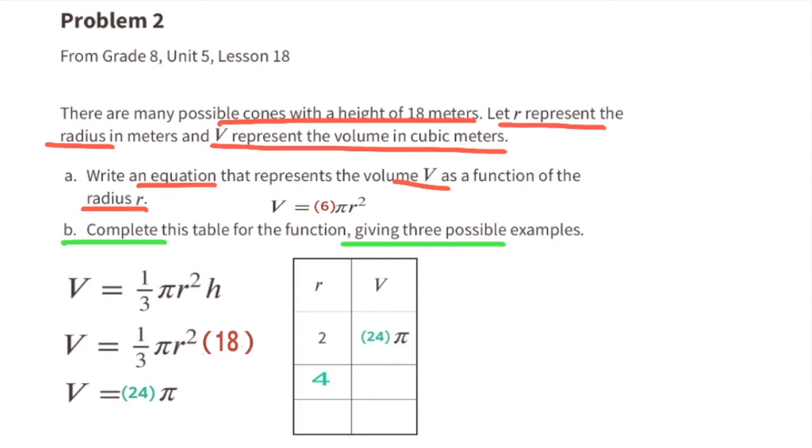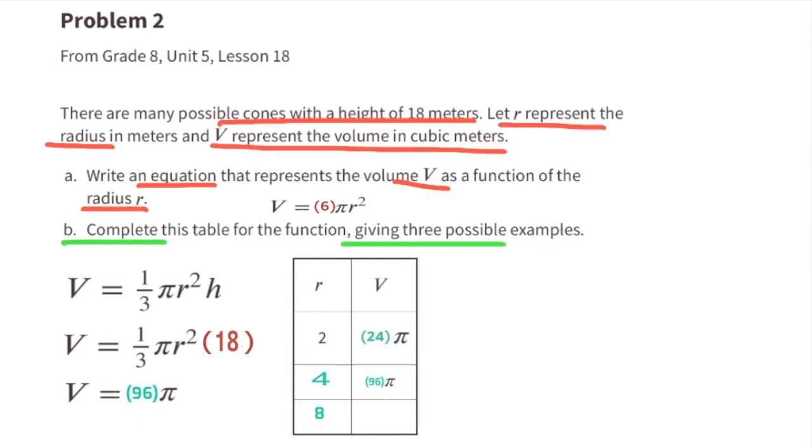So the volume is going to be 1/3 of 18, which is 6, times pi times 4 squared. 4 times 4 is 16. 6 times 16 times pi. When the radius is 4, the volume is 96 pi.